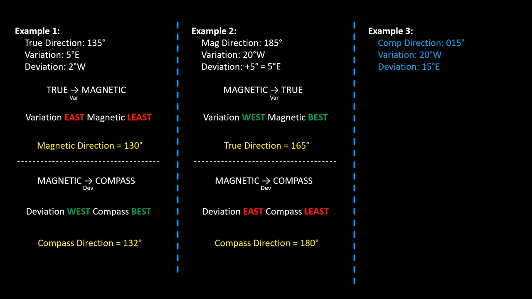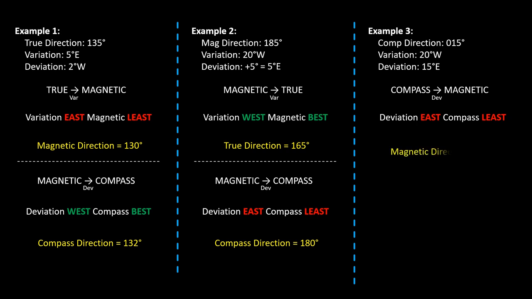Example 3. Given compass direction 015 degrees, variation 20 degrees west, deviation 15 degrees east, find true direction and magnetic direction. Since we were given compass direction, we need to convert it into magnetic direction by using deviation. Deviation is compass least. Compass direction is less than magnetic direction. Thus, magnetic direction is 030 degrees.